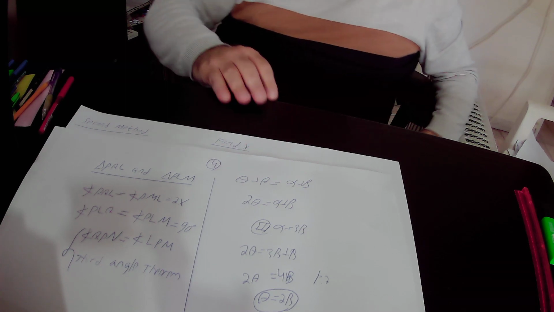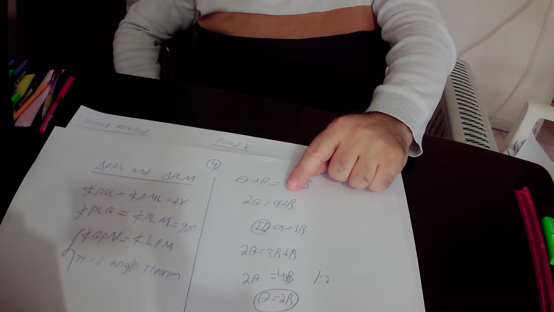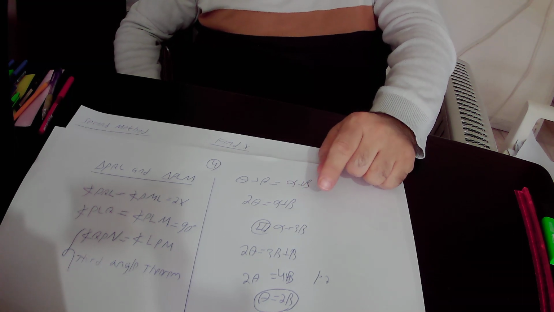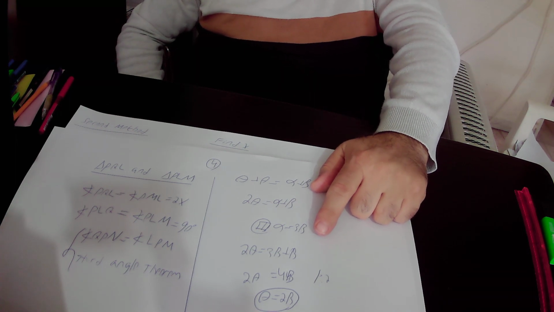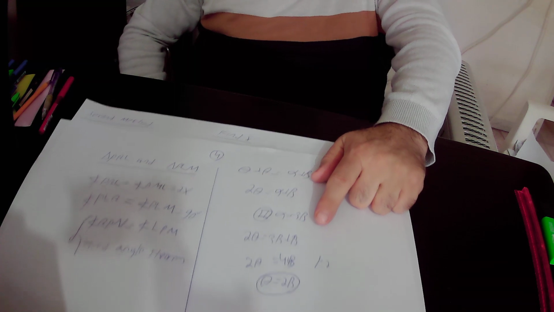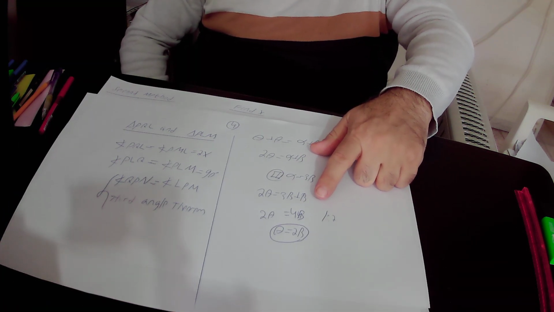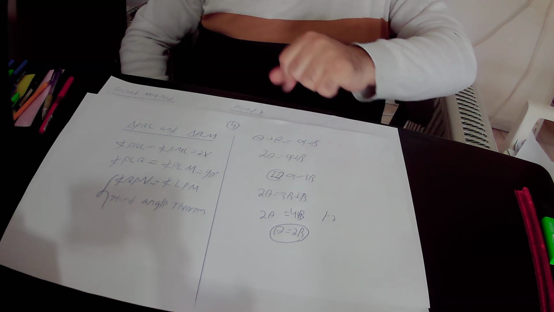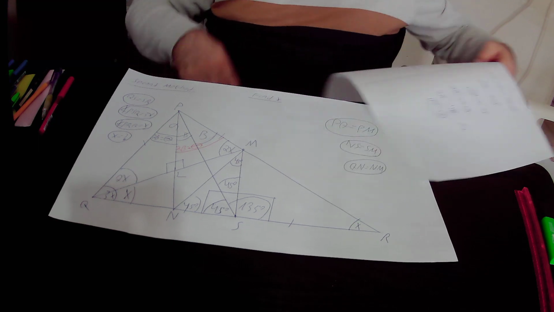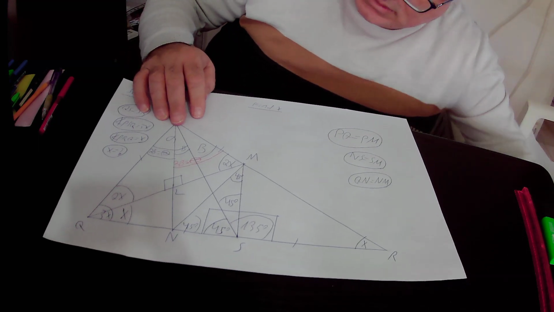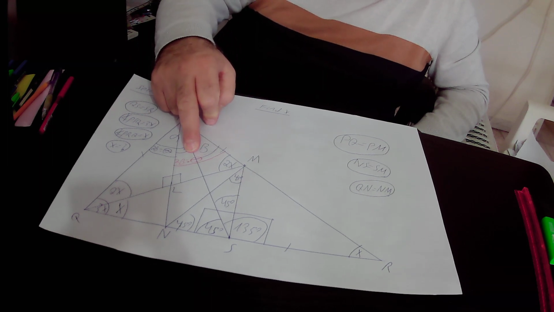We already found out that alpha equals 3 beta, so we can substitute alpha by 3 beta in this equation. We did it and we got that 2 theta equals 3 beta plus beta. 3 beta plus beta is 4 beta. So we got that 2 theta equals 4 beta. We divided this equation by 2 and we got that theta equals 2 beta. So here you can write down that theta equals 2 beta, and also here theta equals 2 beta.